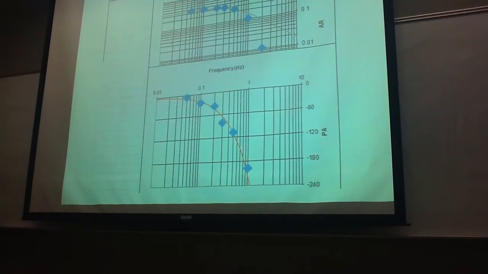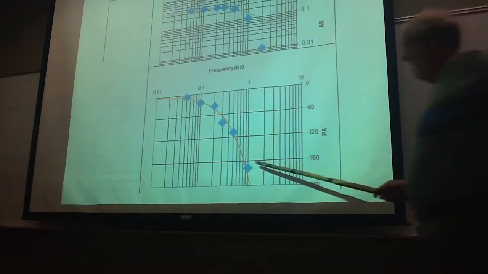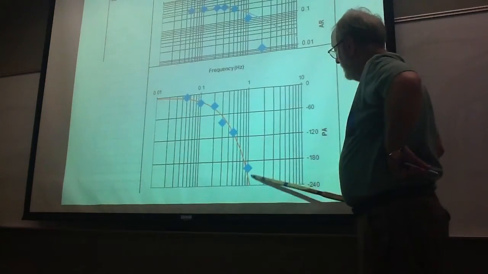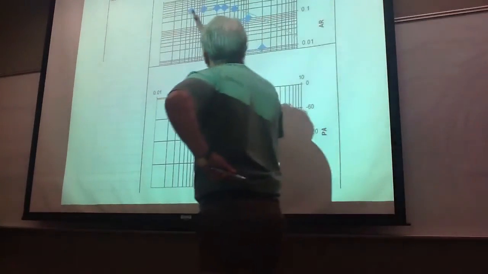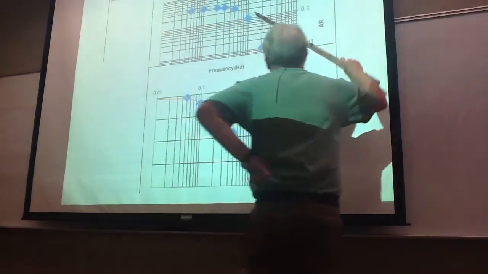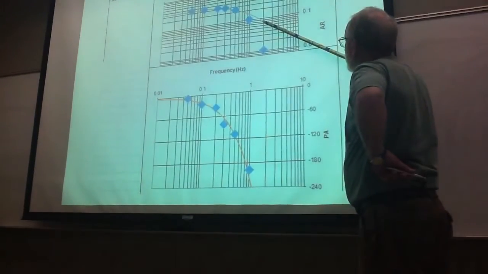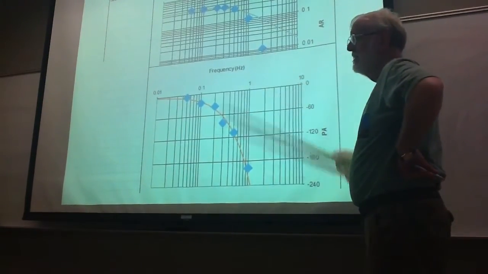Here's one. Look at this. Nice data points. Nice smooth line drawn through it. Here's some nice data points and smooth line drawn. But look at this. This line goes out here. The data point's down here.